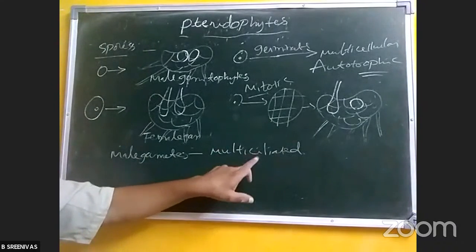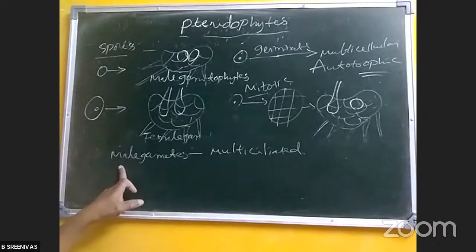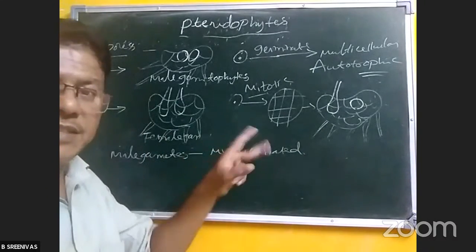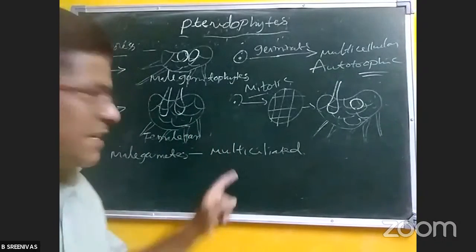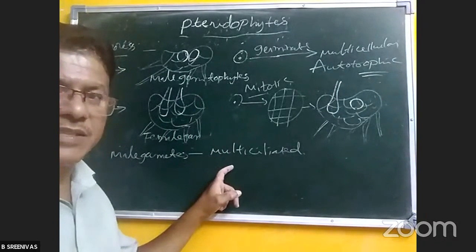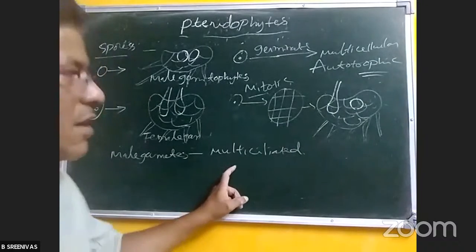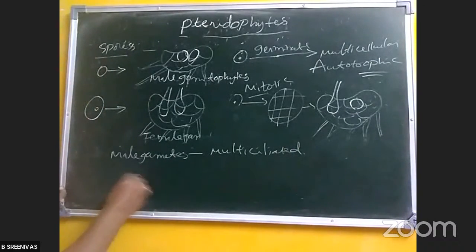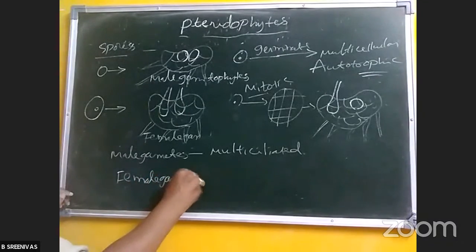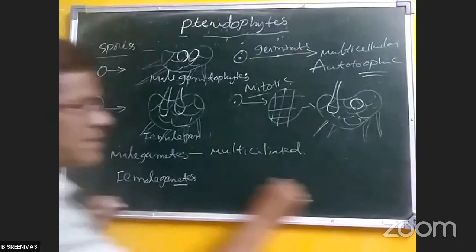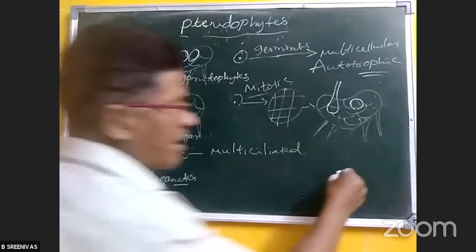Multiciliated spermatozoids or male gametes, whereas in bryophytes they are biciliated. Only two cilia or two flagella are present, but here many cilia are present. Okay? And these are female gametes.